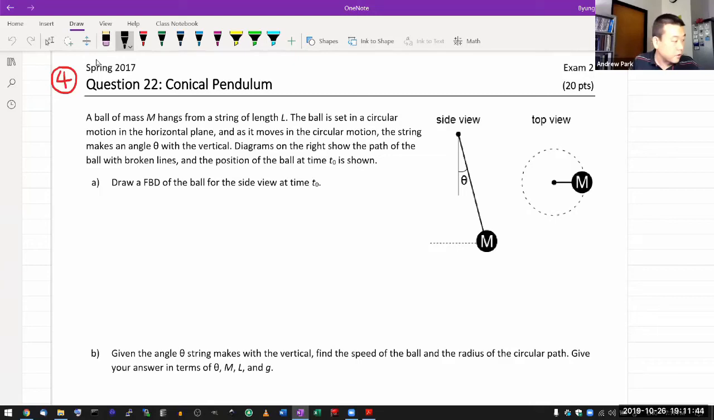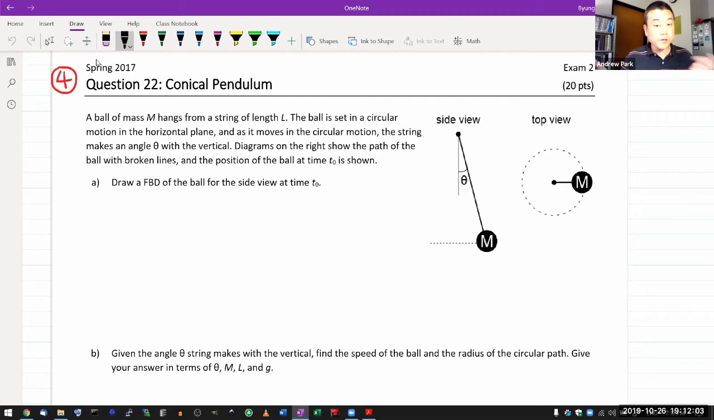So the conical pendulum, there's a video of that you should have been able to see. But in that video, I have some mass hanging from a string, and I'm able to make it go in a horizontal circle. Watch the video, and this question relates to that.